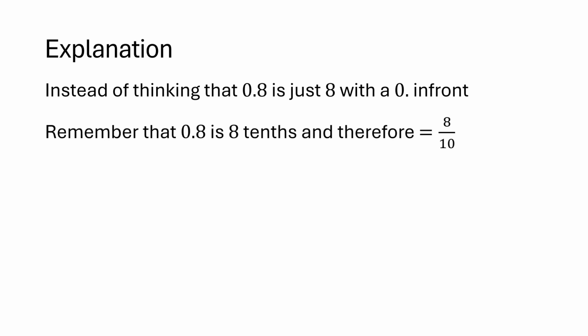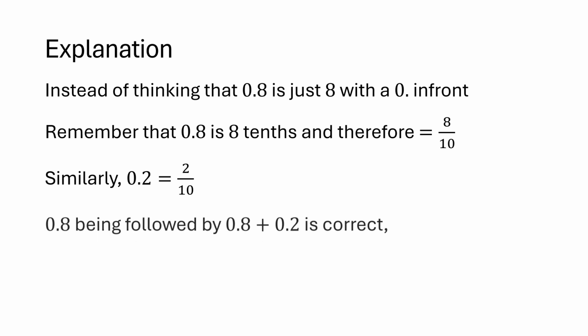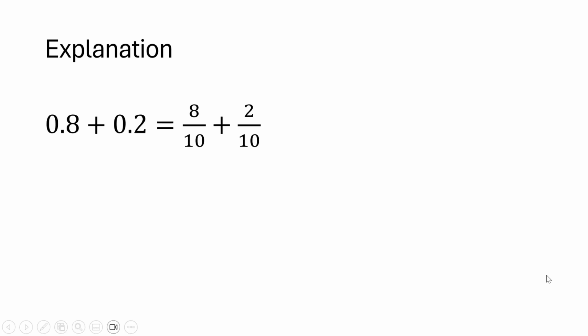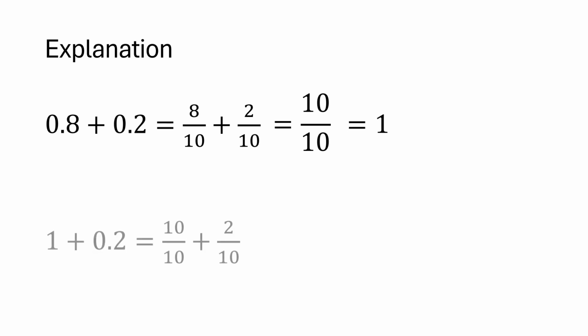A good way to try and alleviate this issue is to get them to think of 0.8 as 8 tenths and 0.2 as 2 tenths, as fractions. Because if the fractions have the same denominator, it's very simple to just add them up. We would have 8 over 10 plus 2 over 10 is 8 plus 2 over 10, which is 10 over 10. And if the numerator and denominator are the same, we get 1.